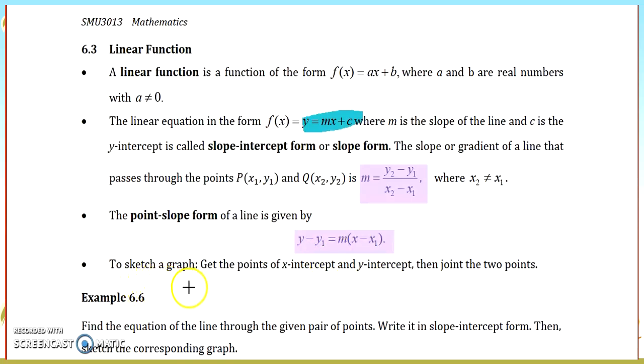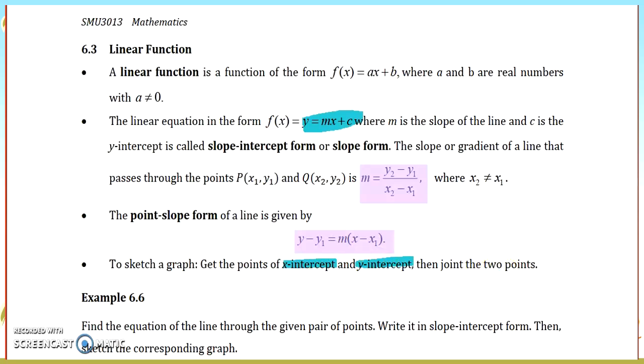Okay, how to draw a graph of a linear function? First, we need to find the x-intercept and y-intercept points, the coordinates of these 2 points, and then we connect these 2 points by a straight line.